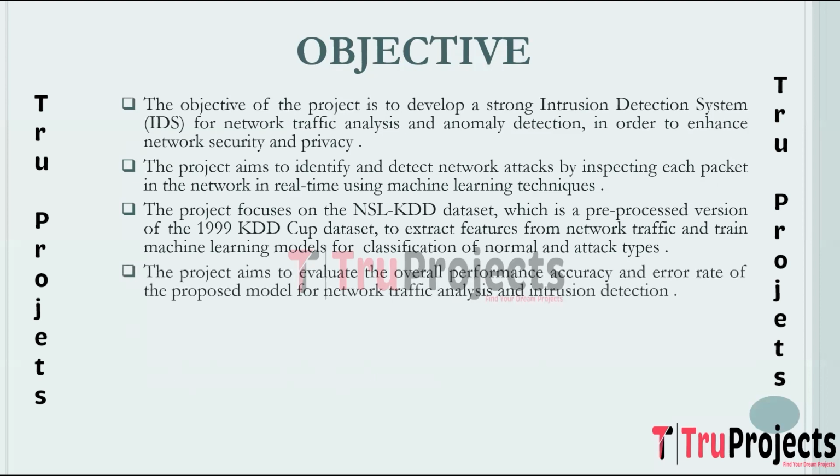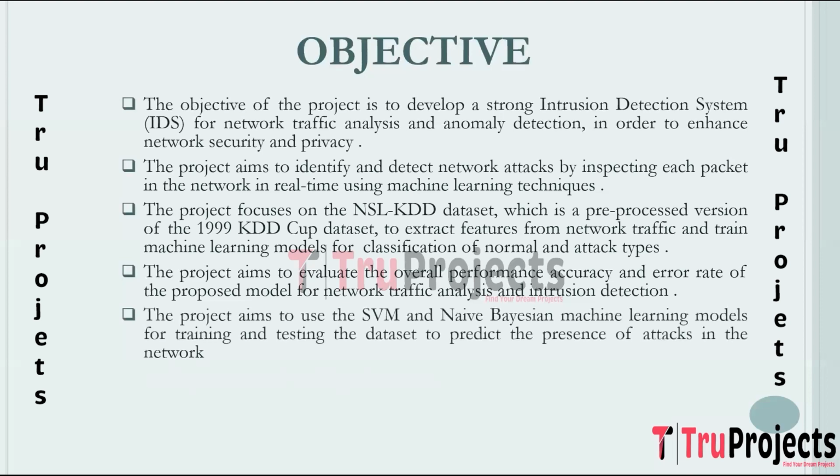An essential objective is to assess the overall performance of the proposed model. This evaluation involves measuring accuracy and error rates, providing insights into how effectively the IDS can analyze network traffic and detect potential intrusions. The project specifically aims to use support vector machine and naive Bayesian machine learning models for both training and testing the dataset. These models are employed to predict the presence of network attacks, showcasing the versatility and effectiveness of the chosen machine learning approach in the context of intrusion detection.